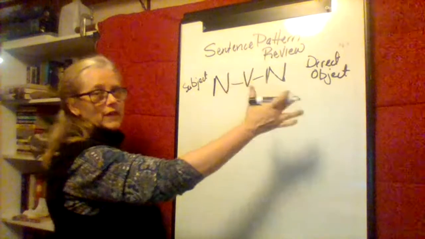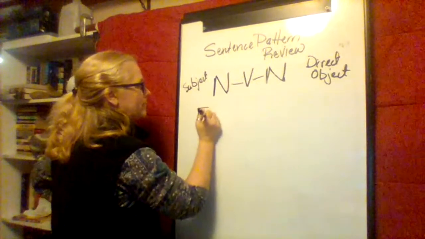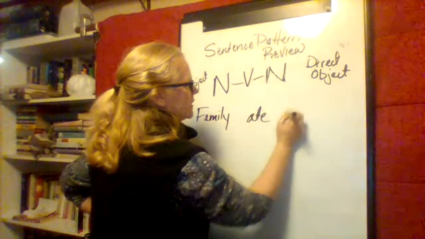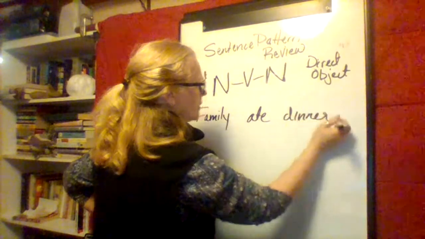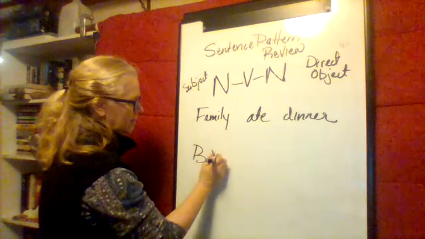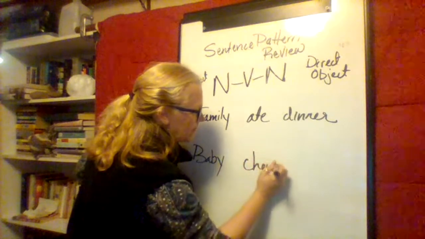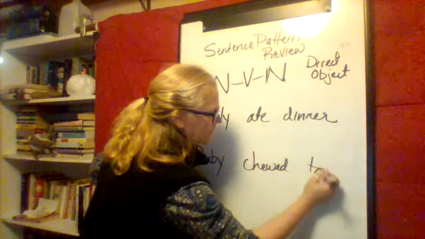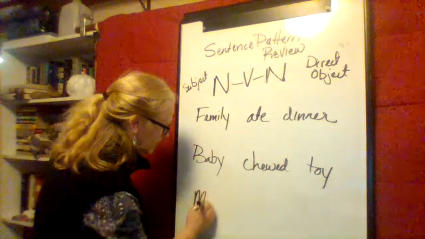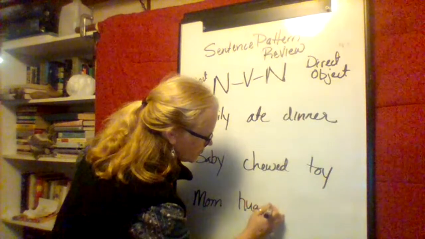Like we did with the others, we're going to build some sentences. Family ate dinner. Baby did what? Baby chewed the toy. The mom hugged her children.